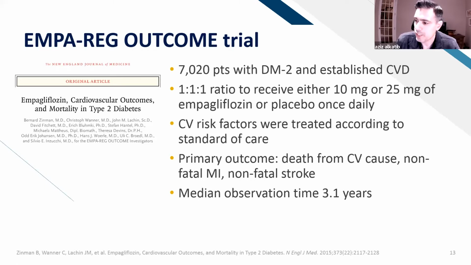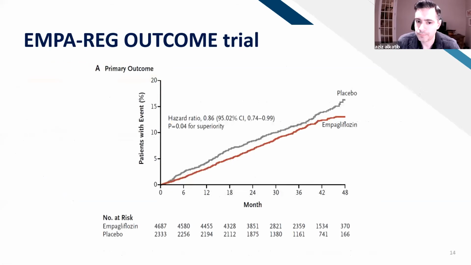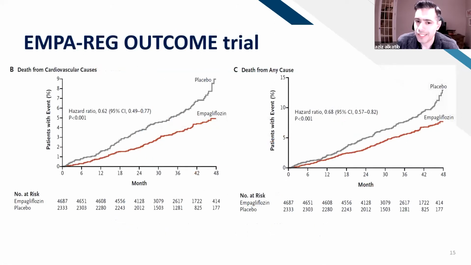The primary outcome studied here was death from cardiovascular cause, non-fatal MI, and non-fatal stroke, with a median observation time of just over 3 years. And what was seen is that empagliflozin was significantly superior for the reduction of the primary endpoint. Again, the composite of CV death, MI, and stroke, empagliflozin showed superiority compared to placebo. Looking at CV death and all-cause death, also both showed superiority with empagliflozin. And note that there was early separation of the curves for both. I'll say more on that later, but this was a highly positive trial.